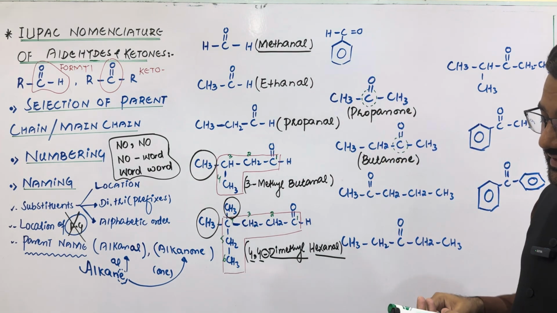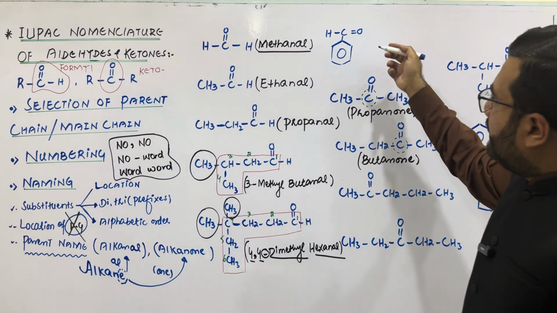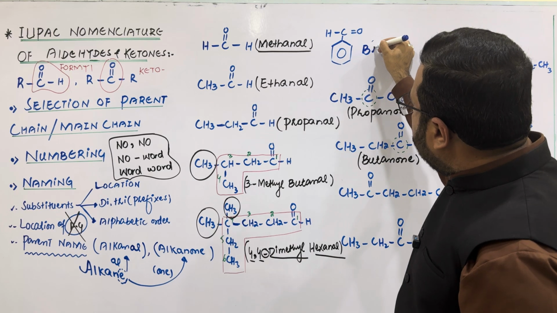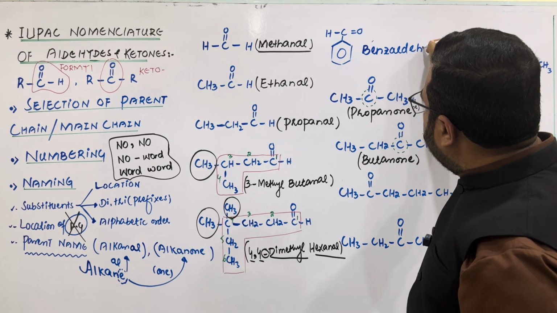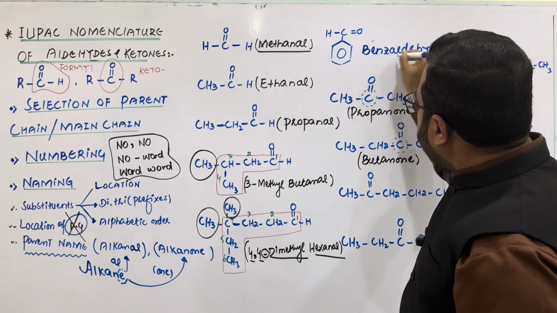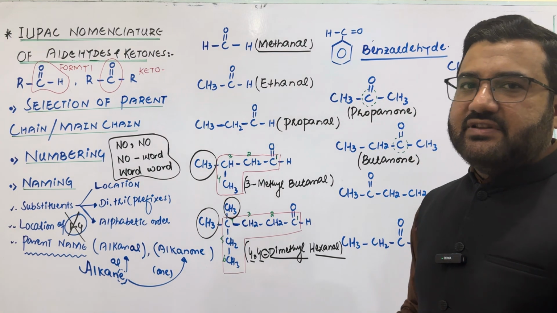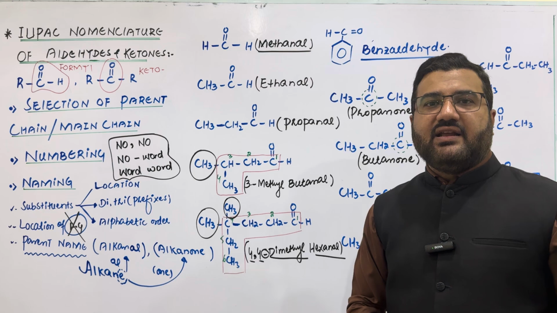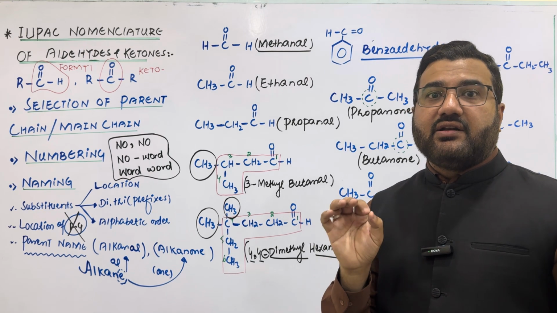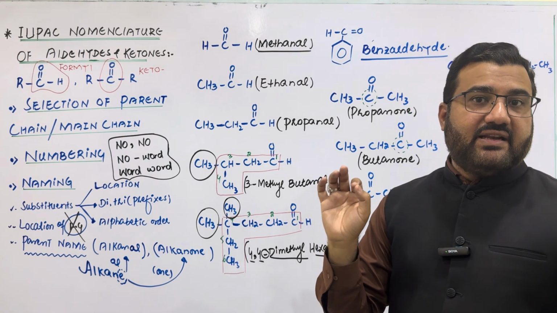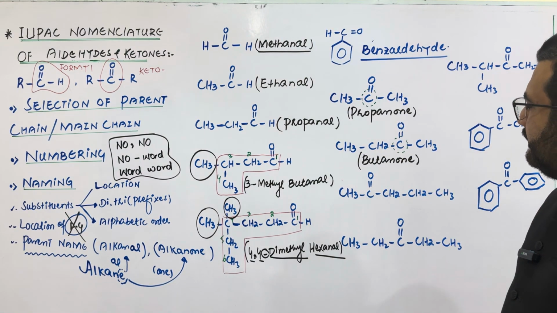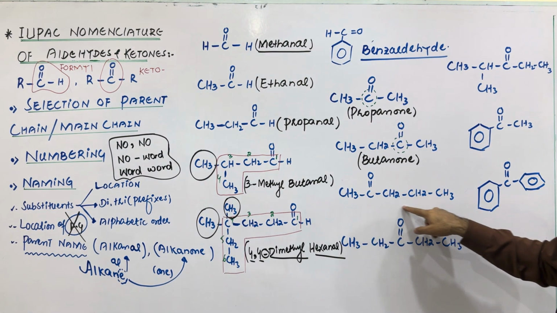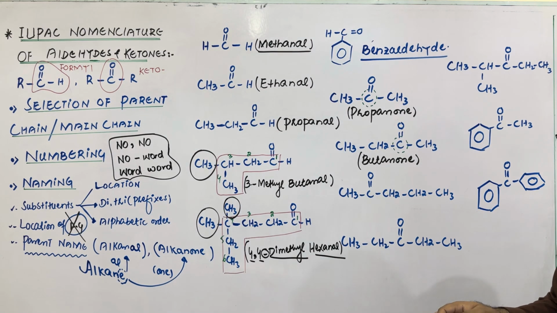Now, this one is an aromatic aldehyde. So from benzene, it should be called benzaldehyde. But my dear students, keep one thing in your mind, that it is the common name of this aromatic aldehyde. Aromatic aldehydes are not given IUPAC names. They do not have IUPAC names. Now let us move towards the ketone. This one is a ketone with 5 carbon atoms.